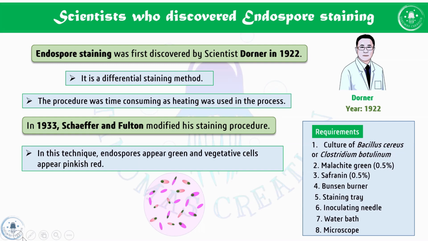So first you need a culture of spore forming bacteria. Some examples of spore forming bacteria are Bacillus cereus, Bacillus subtilis or Clostridium botulinum. These are some of the examples you can take.